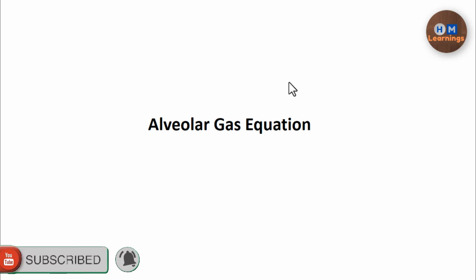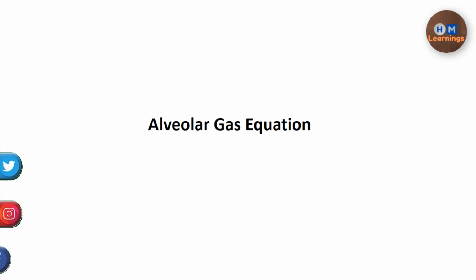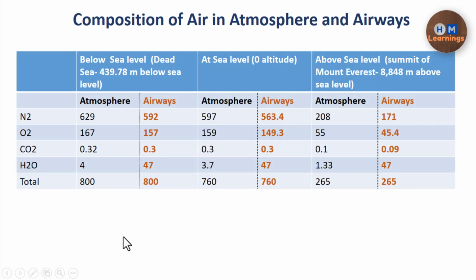So today we are here with the next video on respiratory physiology, which is alveolar gas equation. If you have seen our previous videos, we have talked about the composition of air in the atmosphere and airways, and how the partial pressure of different gases is different in the atmosphere, and when the air enters the conducting airways, the partial pressure changes. If you haven't seen the previous videos, please go and watch them. We have also seen how the partial pressure of gases changes with the change in altitude.